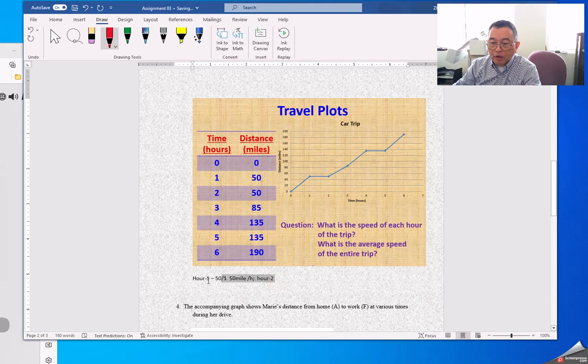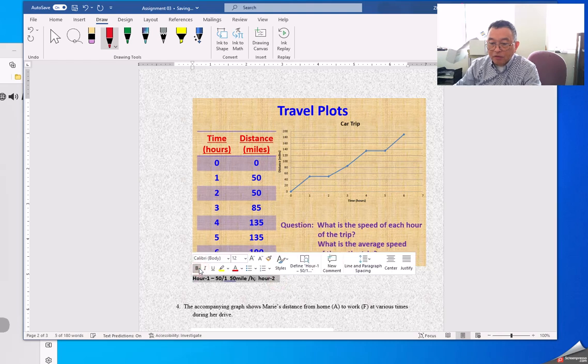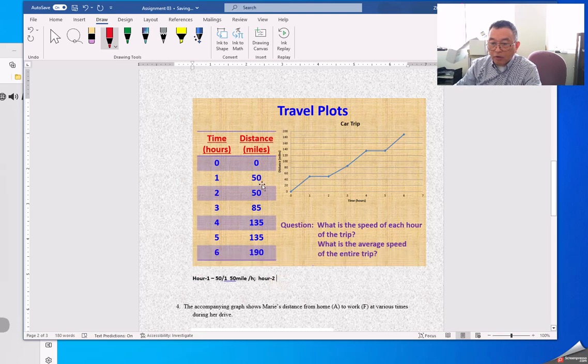I'm typing here in case the video is not strong enough. So hour 2, the second hour, goes from this part to that part, from 50 to 50. So the distance is 0. Distance equals 50 minus 50, which is 0, and it's still 1 hour. So 0 divided by 1 hour, and the speed is actually 0.